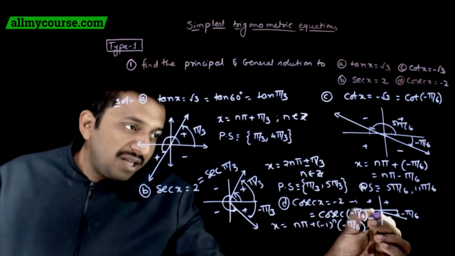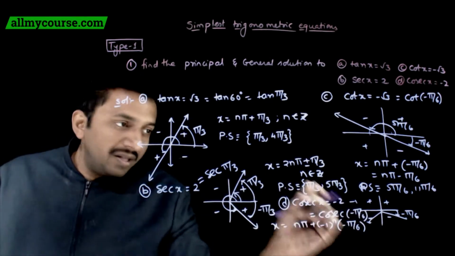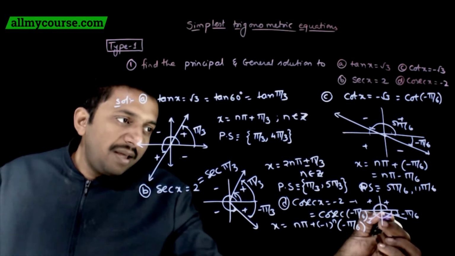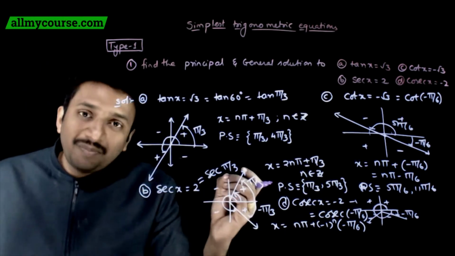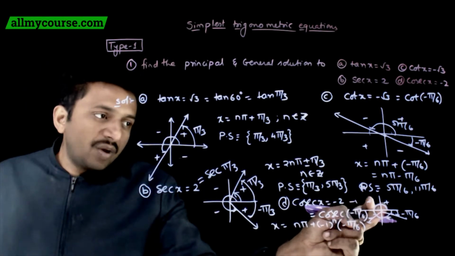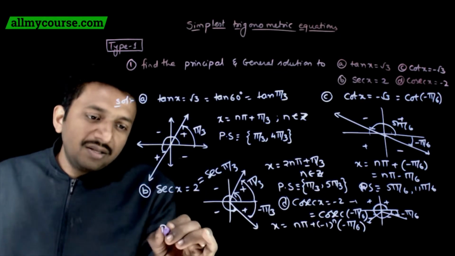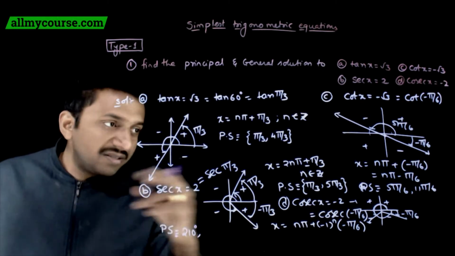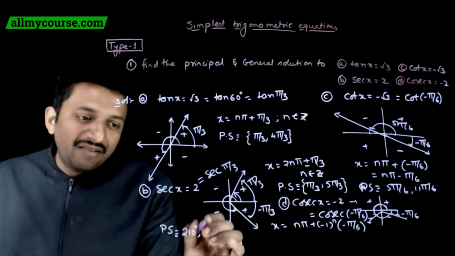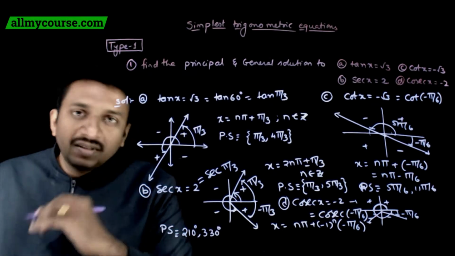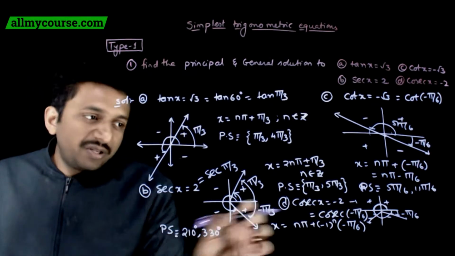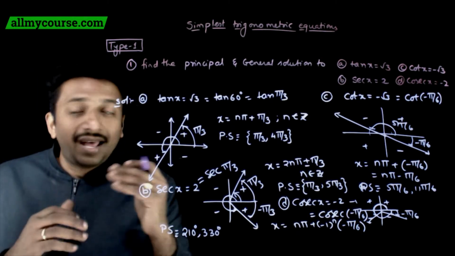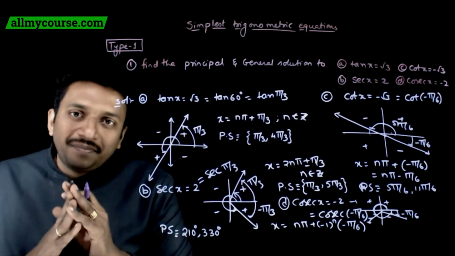You have one solution here and another solution here, allied positions. One solution is pi plus pi by 6, the other is 2 pi minus pi by 6. So those are the principal solutions. Pi plus pi by 6 is 180 plus 30 degrees, 210 degrees. So the principal solutions are 210 degrees or 7 pi by 6 and 330 degrees, 11 pi by 6. So these are the principal solutions, this is the general solution. This is how you analyze questions of type 1 if numbers are given.